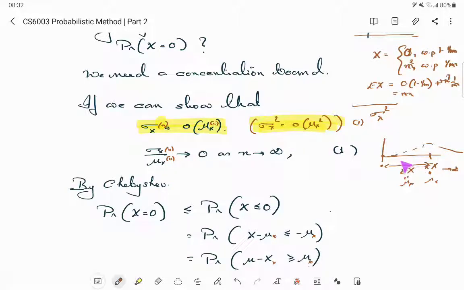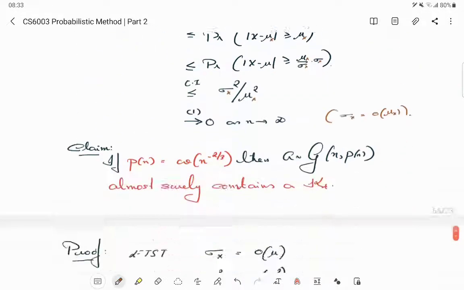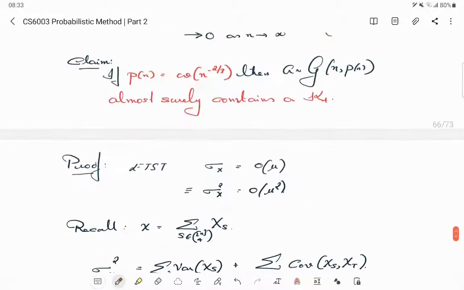If your standard deviation is growing faster than the mean, then even though the mean is increasing, your tail may be significant at 0. But if your standard deviation is going at a rate slower than the mean, then you expect almost 0 probability at x equal to 0. So that's what we have already shown. We only have to now prove this claim for this particular sequence of random variables, that this goes to 0. So let's get to that.